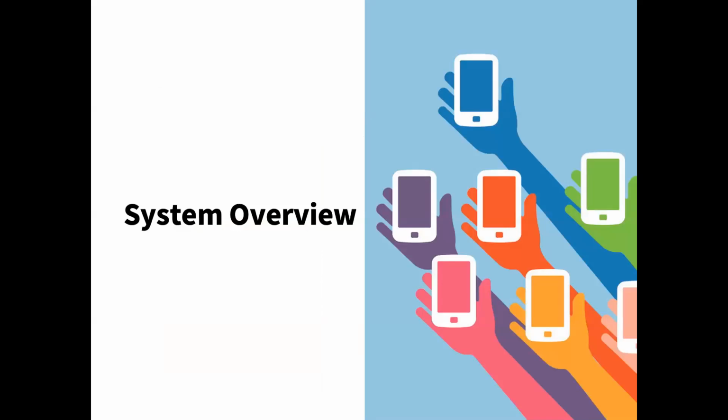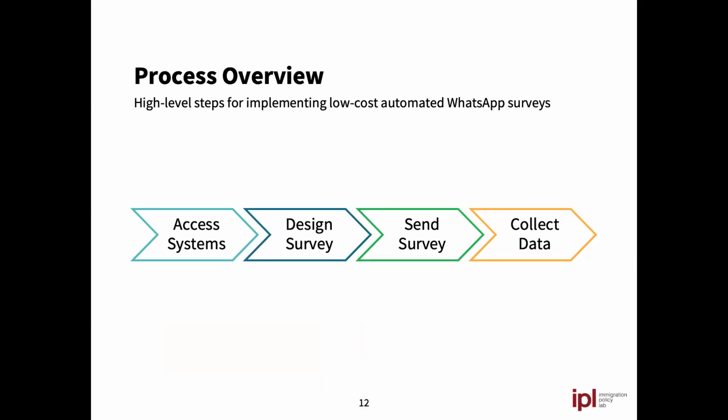So we'll start with a system overview. The process for designing and implementing WhatsApp surveys follows many of the same steps that you've probably followed to implement other surveys. You first need to access the necessary systems and set up the survey. Then you need to be able to send it and then collect the data from your respondents. Now, certainly there's an upfront cost in accessing the systems and becoming familiar with a new platform. But once this first step of accessing systems is complete, it's very easy to replicate and scale the survey.